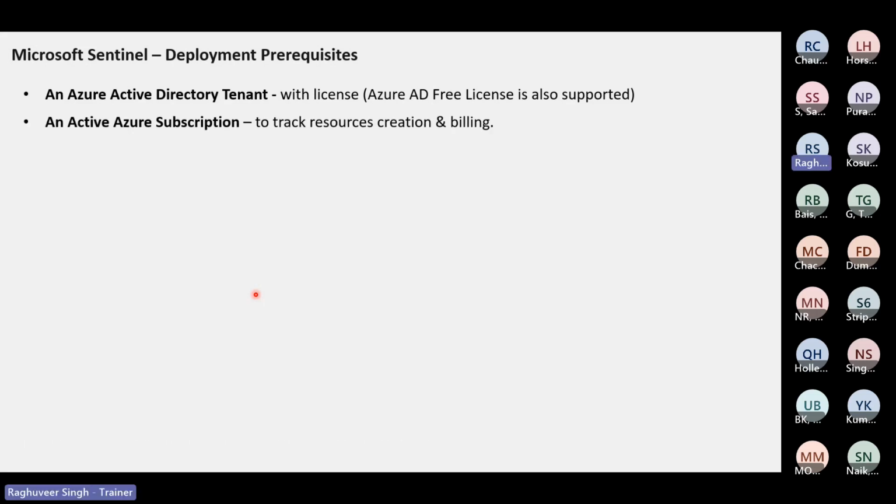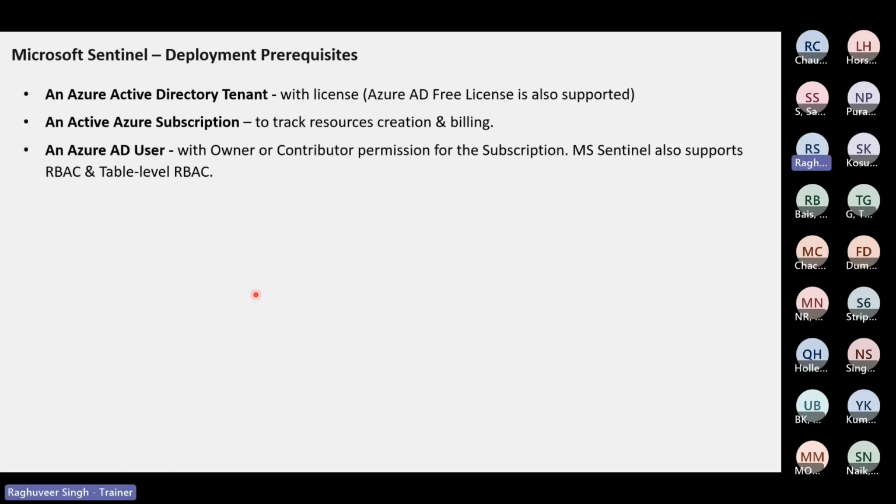Then, in the tenant, you need an active subscription. Why do you need an active subscription? So that you can track your resource creation and you can track the billing of it. Microsoft Sentinel is a non-regional service. It's a PaaS, SaaS service from Microsoft, but you need a subscription to enable the service, because in that subscription you will enable the resource provider, which is Microsoft Security.